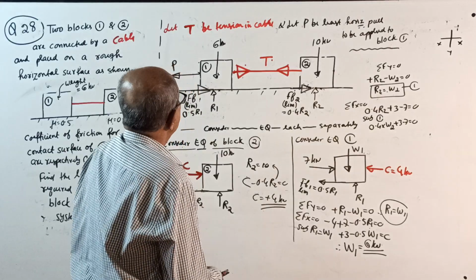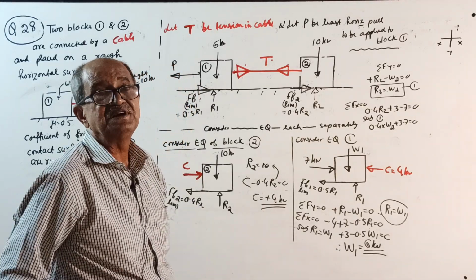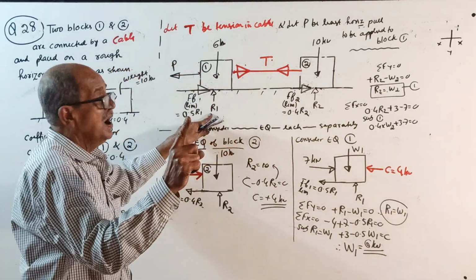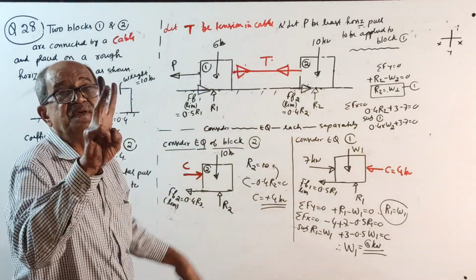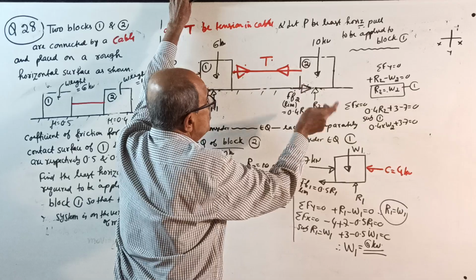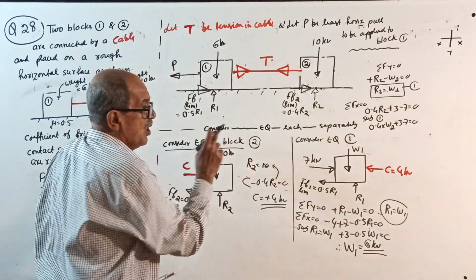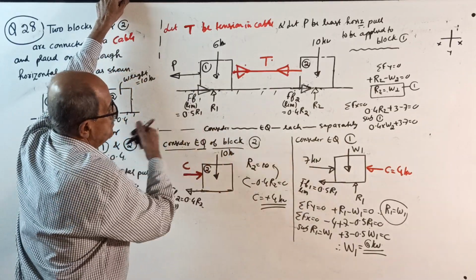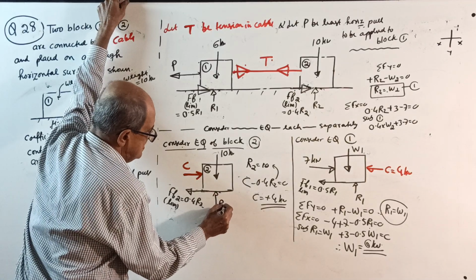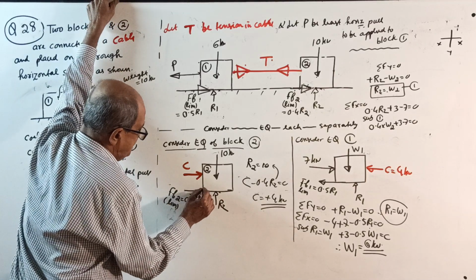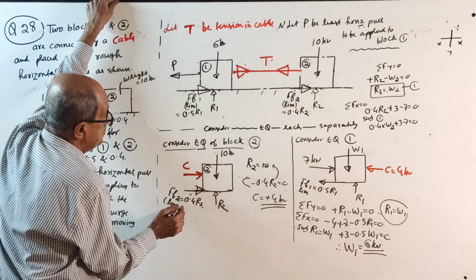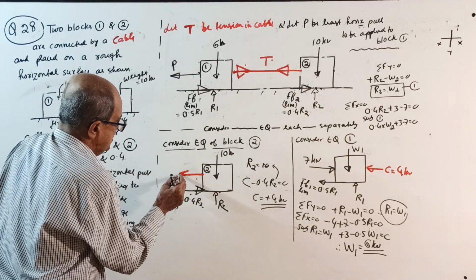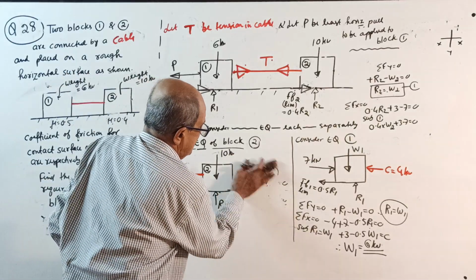Okay, done. So first consider equilibrium of which block first? Now, if you consider block 1, unknowns are R1, P and T, 3 unknowns. If you consider block 2, unknowns are R2 and T, therefore first block 2. When you take block 2, weight is 10, then we are pulling this way, R2 is upward, friction is to the right side, FF2, 0.4 R2, and this is tension in the cable T. Happily solve and get the tension.